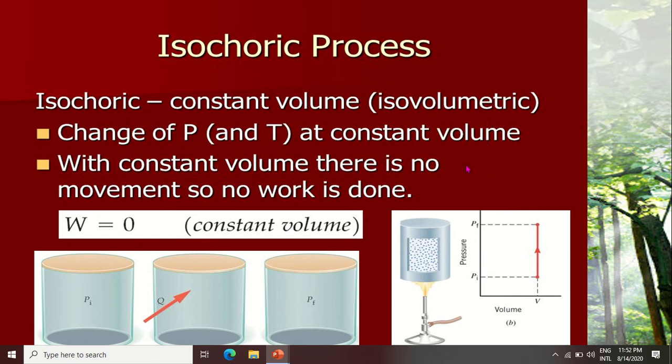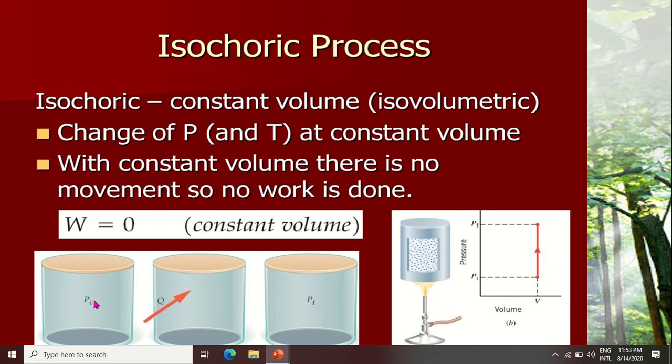You know, there are three thermodynamic coordinates: pressure, volume, and temperature. So if any of the coordinates is constant, then the other two will change. So here volume remains constant, but pressure and temperature are changing. With constant volume there is no movement, so no work is done. That means work equal to 0.